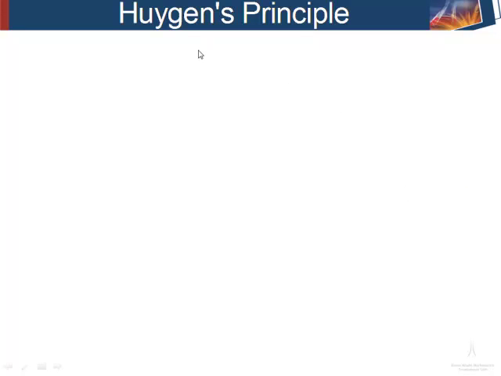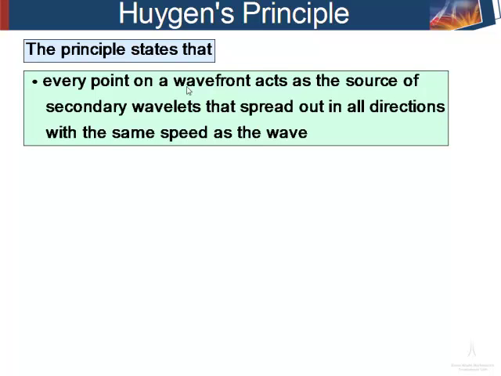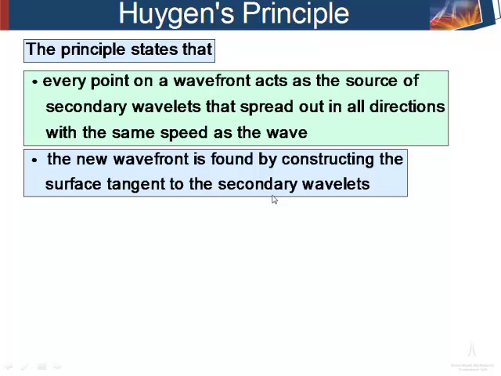A principle that helps us understand wave behavior is called Huygens principle. This principle states that every point on a wavefront acts as the source of secondary wavelets that spread out in all directions with the same speed as the wave. The new wavefront is found by constructing the surface tangent to the secondary wavelets.